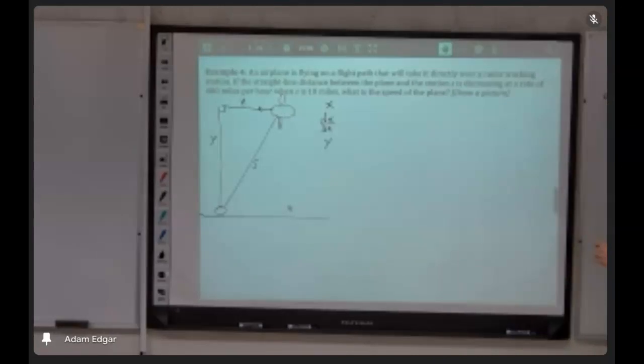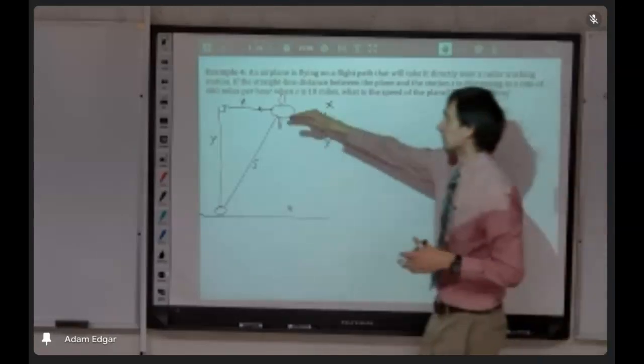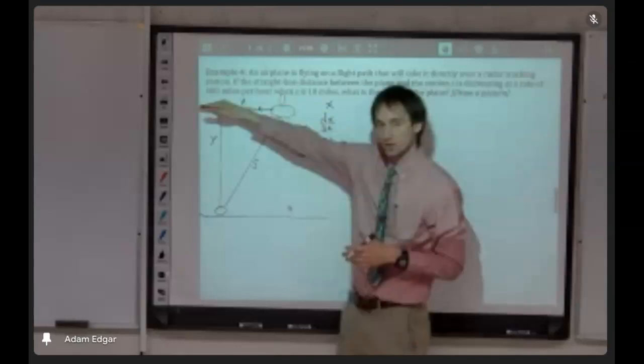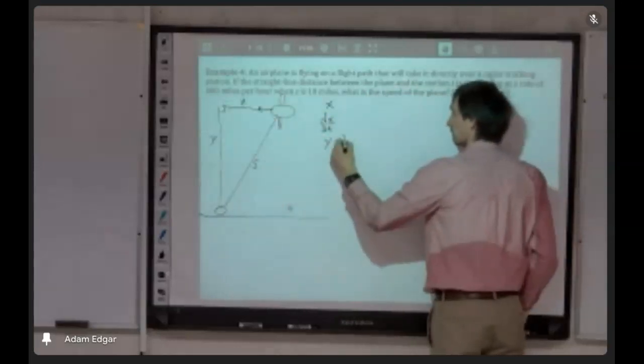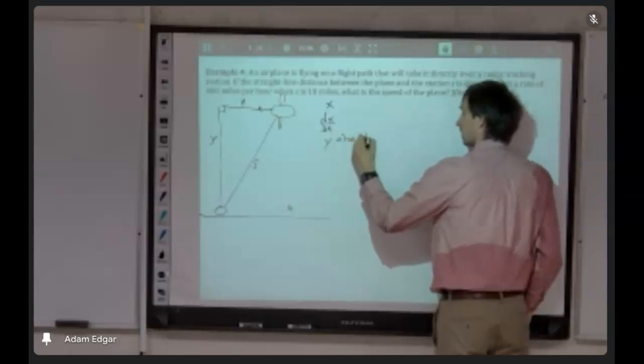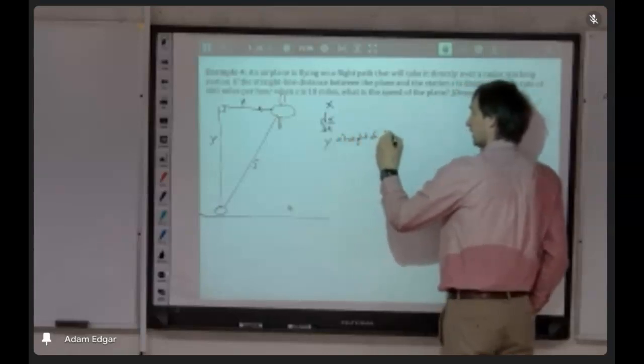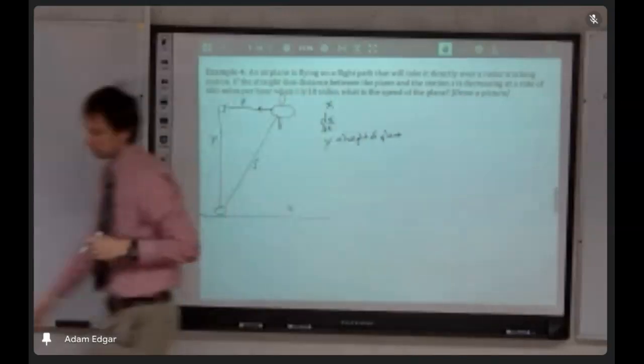Because it's a straight line. Since the plane is flying on a horizontal path, its height does not change. Y just represents the height of the plane. I'm feeling like I probably should have told you that information, as in what is the height of the plane.